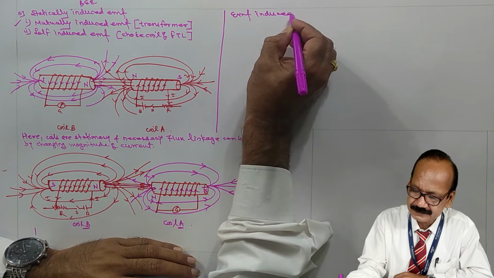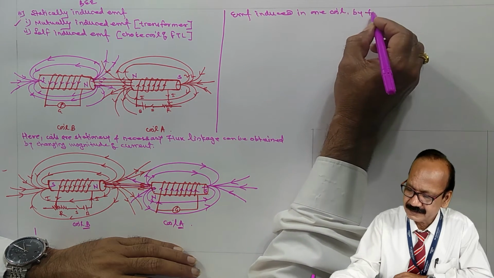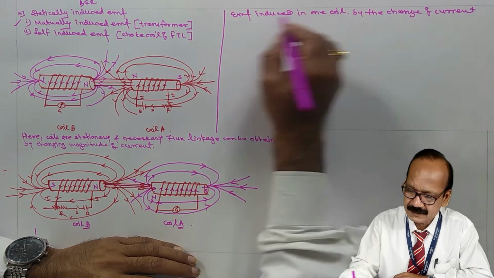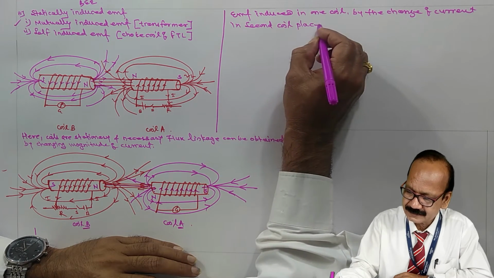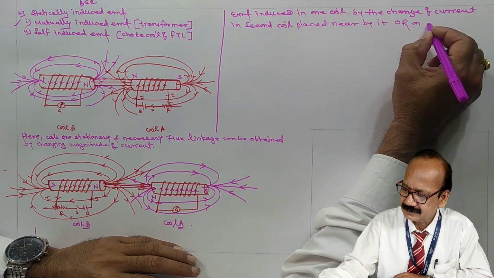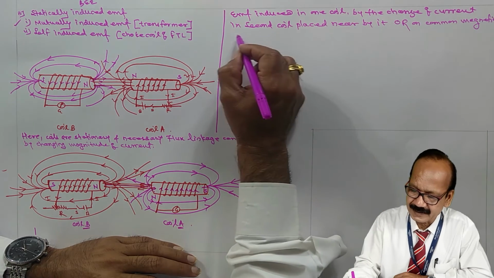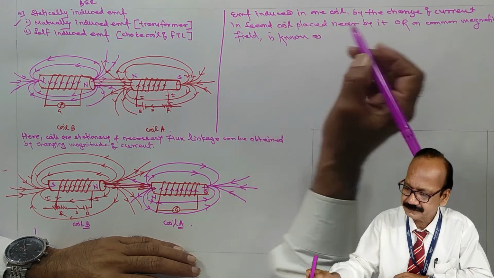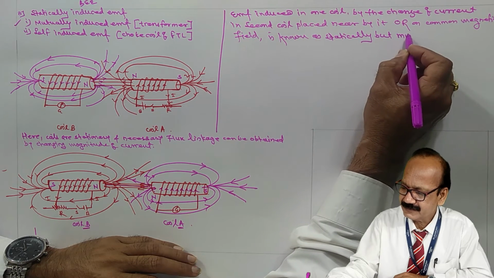EMF induced in one coil by the change of current in second coil placed nearby it or on common magnetic field is known as statically but mutually induced EMF.